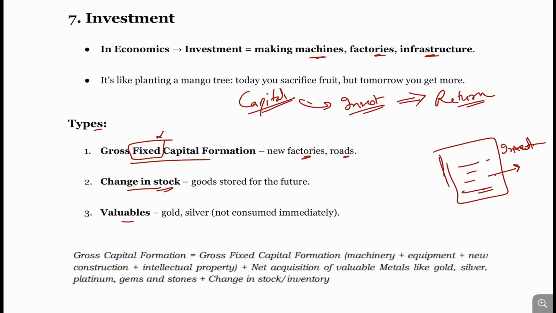Okay, investment, because stocks are increasing. So this is the investment. This can be sold tomorrow and money can be taken out, right? Valuables are also there, like gold and silver. Investments are made in gold and silver, etc., in order to hold them so that they can be sold tomorrow, right? So these are the investments.